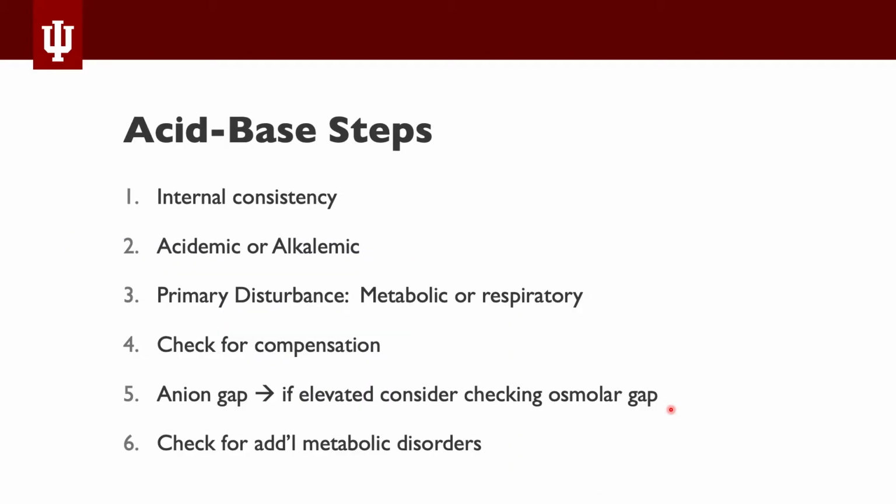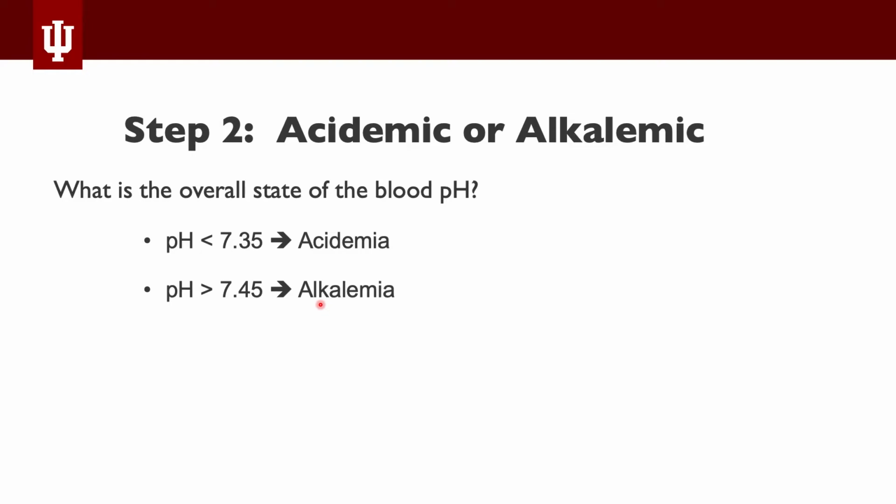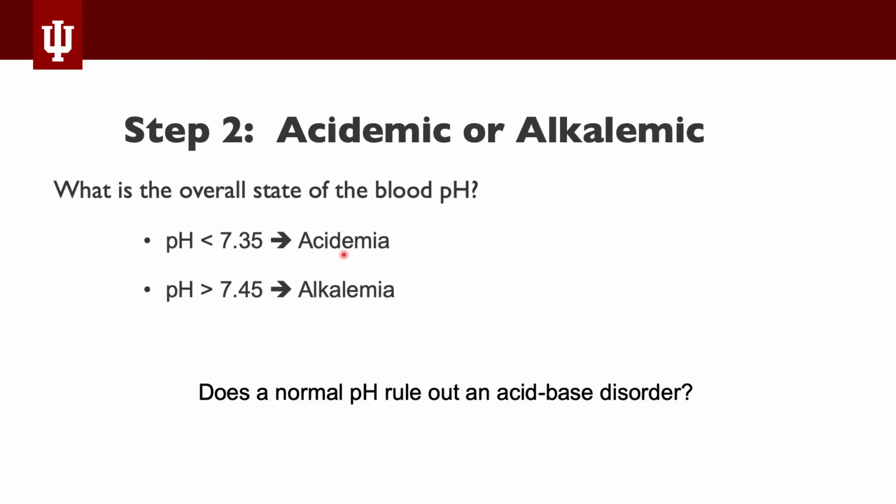All right, second step is acidemic or alkalemic. This is pretty easy. If it's less than 7.35, acidemia. Greater than 7.45, alkalemia. There we go. We've already figured out what our primary problem is if the primary problem is acidosis or alkalosis.